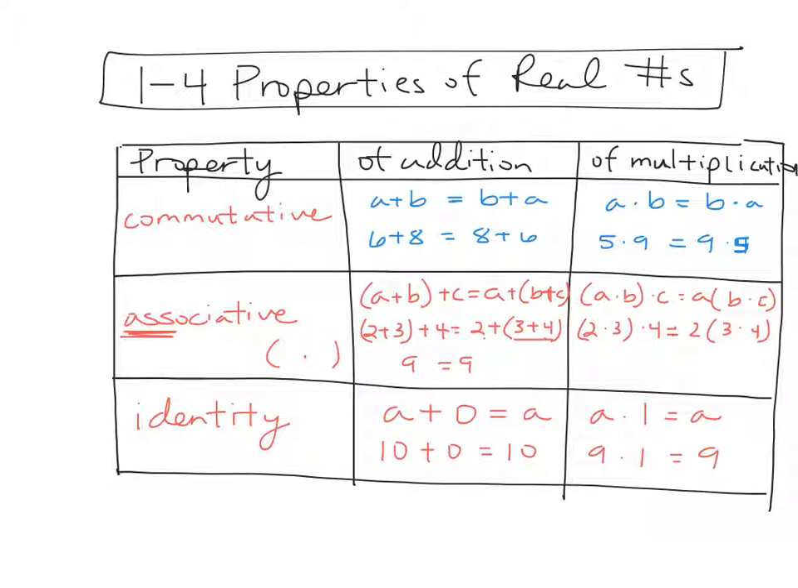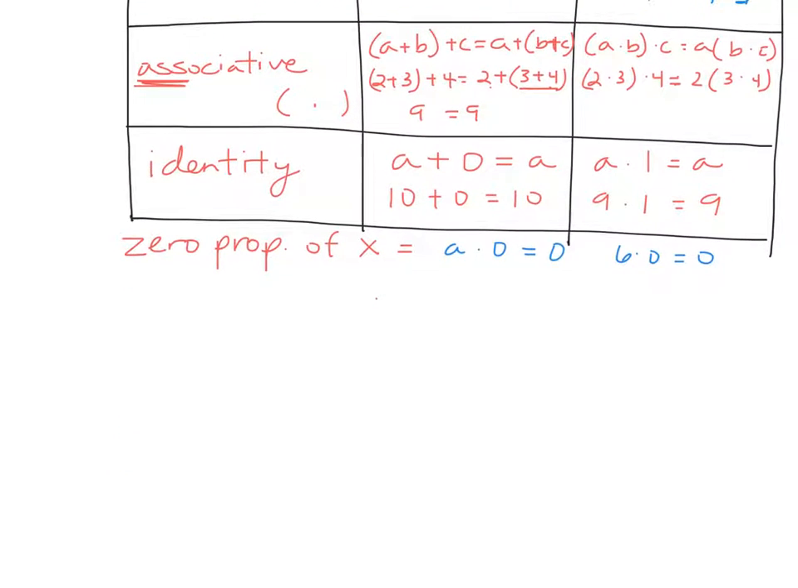There's 2 more properties, and then we're going to do a few examples. So there's the 0 property of multiplication. And you are welcome to do this: instead of writing out the word multiplication every time, you can do a times sign, okay? So the 0 property of multiplication says if you take something and you multiply by 0, you're always going to get what? 0. Okay, so A times 0 is 0, or 6 times 0 is 0. That's the 0 property of multiplication.